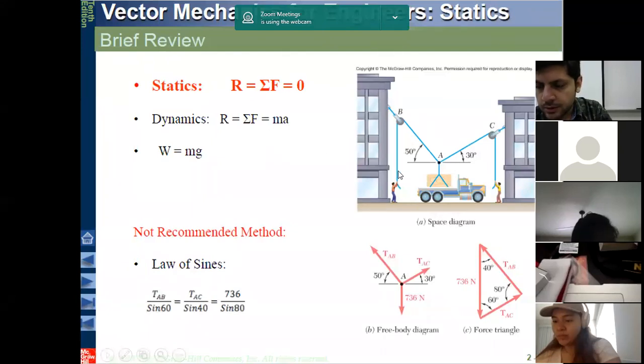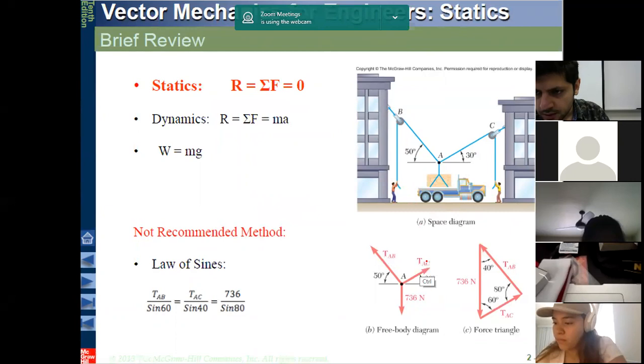So basically, you have a physical system, like here in the figure on the top, you have a load and two cables holding the load. And what you need to do is first draw the free body diagram. On the bottom, you can see that we have 3 forces: the weight force, 736 Newton, and 2 cable forces, T sub AB and T sub AC.